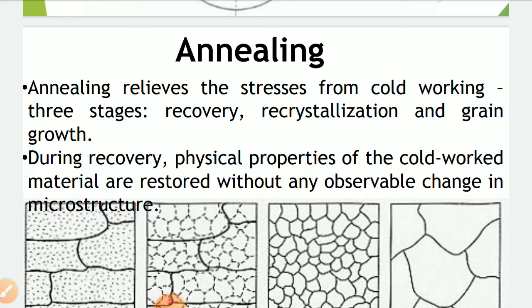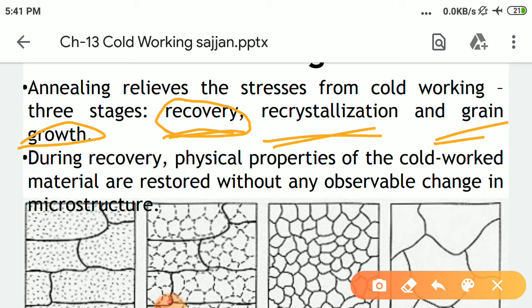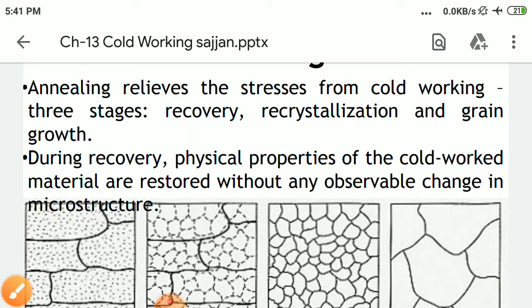So what is annealing? It is a combination of three different processes: recovery, recrystallization, and grain growth. Grain growth I have already explained to you. Recovery is the process in which all the physical properties will be retained back without any change in the microstructure. So annealing relieves the stress, or I must mention here, internal stress.